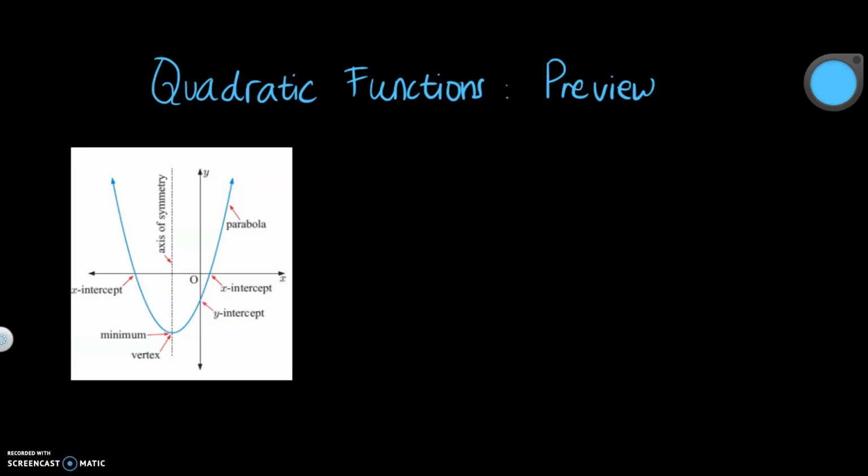Okay, so quadratic functions. Next week we will learn more about quadratic functions. First, you will learn about the anatomy of quadratic functions. As you can see from the picture, from this diagram, this is a parabola, or your quadratic function, after you plot it on a Cartesian coordinate.